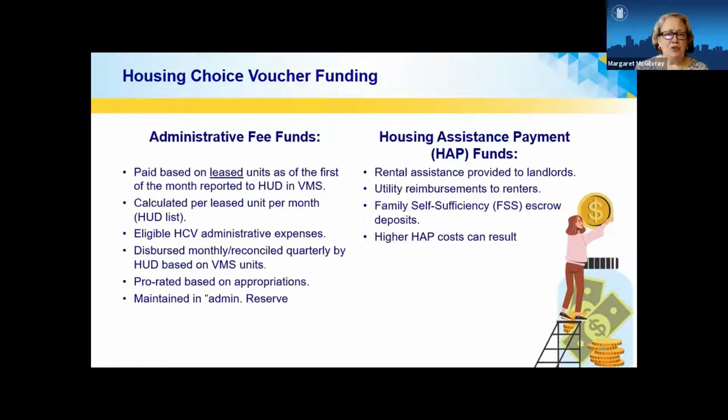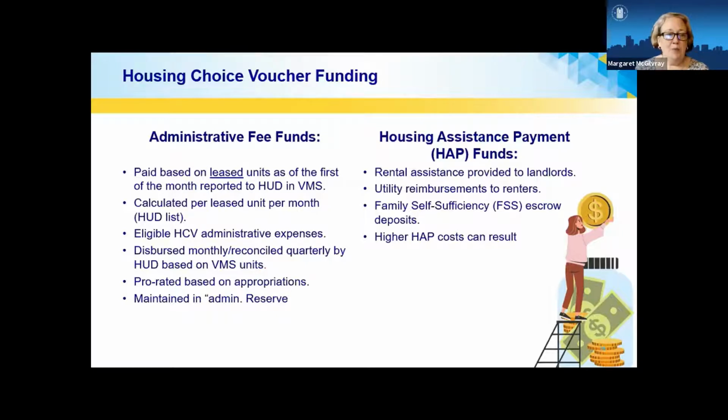So let's look at that first pot. This is a set amount. The administrative fees are a set amount by HUD based on the number of leased units the housing authority reports to HUD monthly in the voucher management system, or what's referred to as VMS. Therefore, it's very important for PHAs to keep their vouchers in use, or what is called leased up, to the greatest extent possible, and that they keep that data in the VMS accurate, because that's directly tied to how much administrative fee you're receiving.